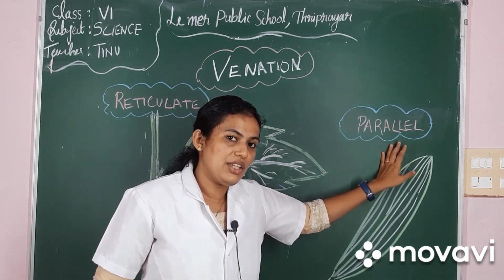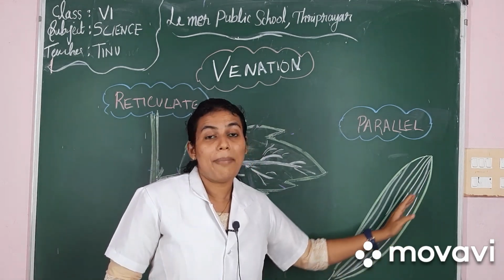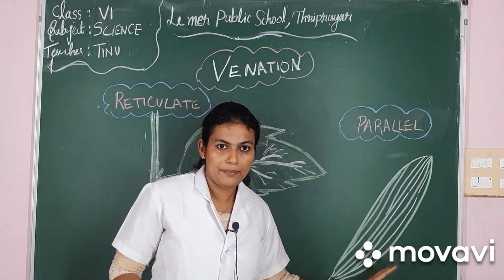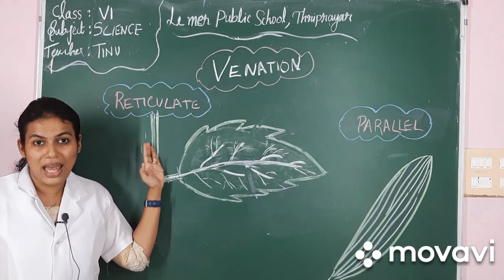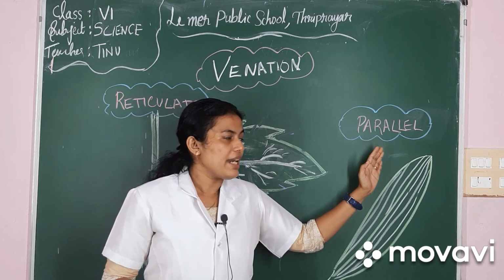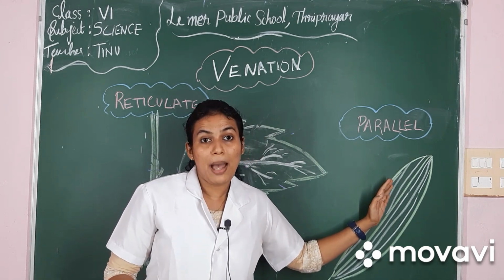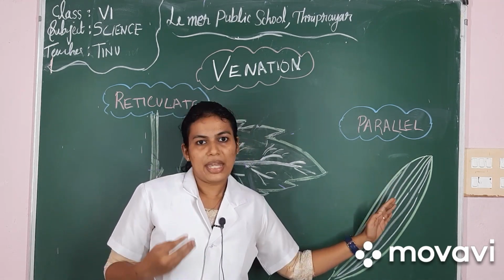And in parallel venation, the veins are arranged parallel to the midrib. An example for reticulate venation is rose, cabbage, lime, etc. An example for parallel venation is bamboo, paddy, palm, etc.